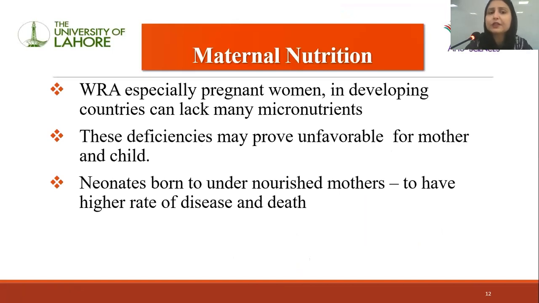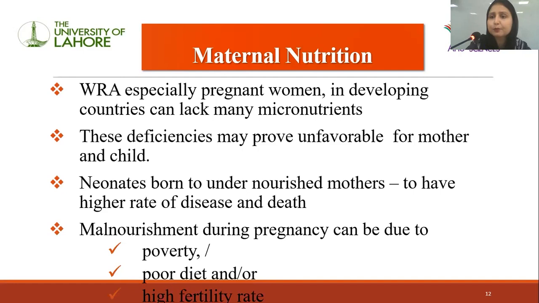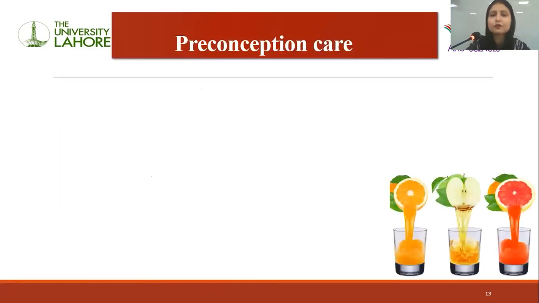So mostly in developing countries, a woman has no access to proper dietary intake, proper vaccination, as well as micronutrient supplementation. So the child born from this mother may have different diseases, like chronic diseases at later stages of life, and may suffer from micronutrient deficiency. So there are different causes. There may be poverty in developing countries. Poverty means food insecurity, poor dietary habits, lack of education, and lack of resources.